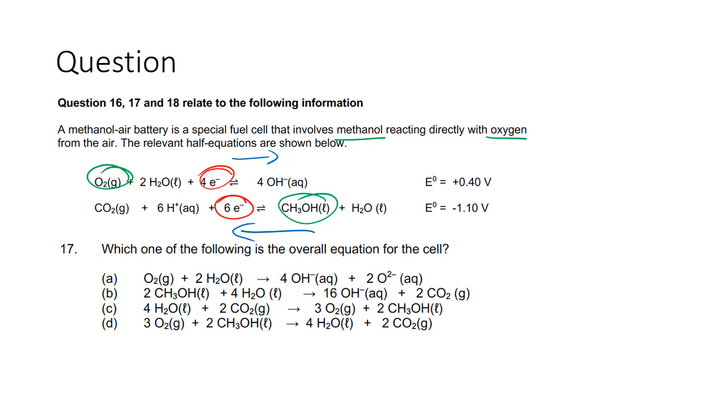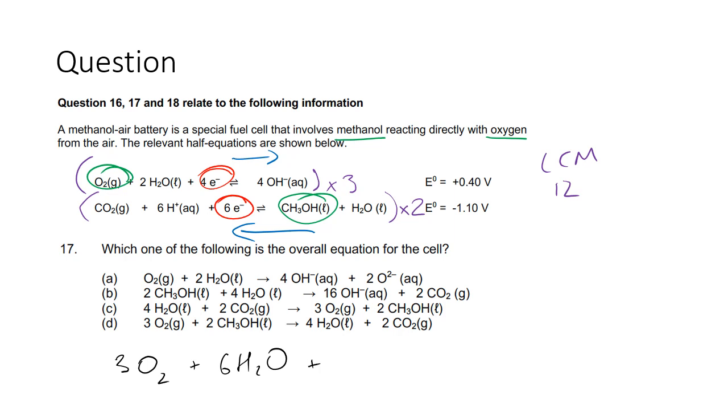So we need to work out, first of all, the lowest common multiple of 4 and 6, which happens to be 12, not 24. You don't just multiply them out. So to get to the lowest common multiple, you times this one by 3, and you times this one by 2. Now remember that the bottom one is going backwards. So if we were to write out this thing here, we have to write out all the reactants first. So 3O2 plus 6H2O plus all of the reactants, that's these things here.